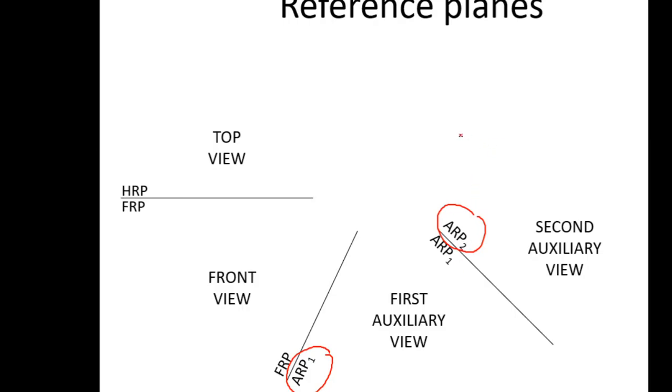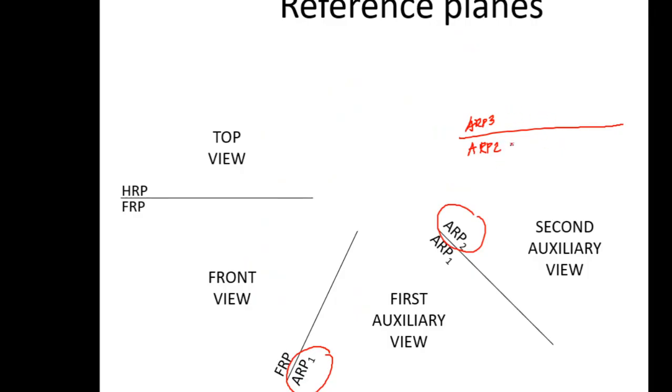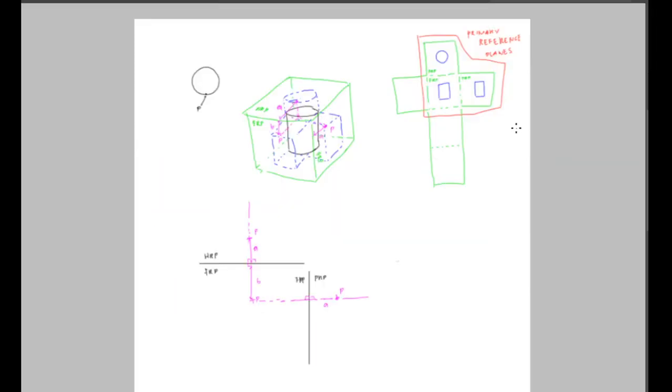And if, for example, we create another one here, this folding line right here separates ARP2 and ARP3. Okay, so let's try to imagine this when we are doing our glass box now.